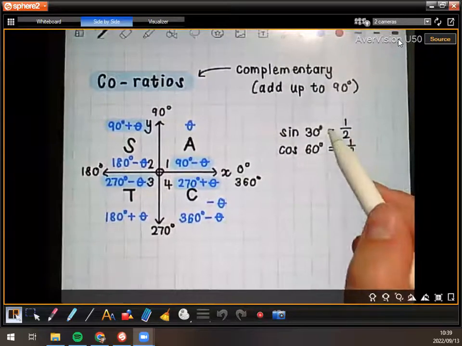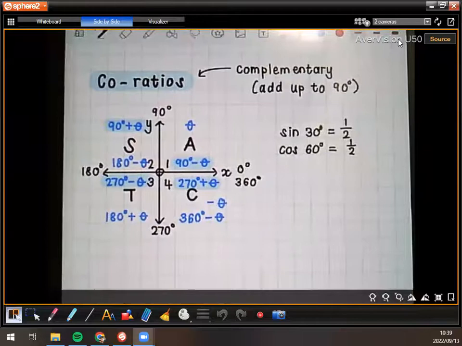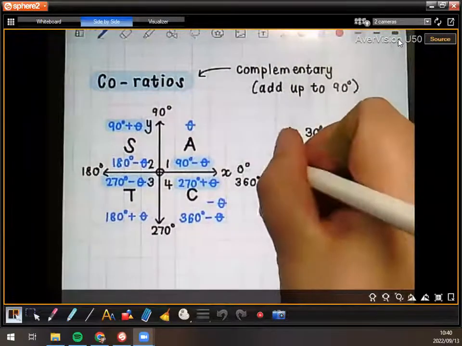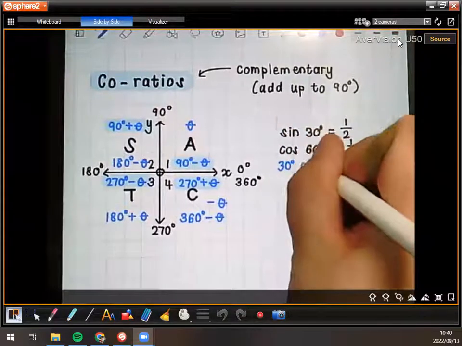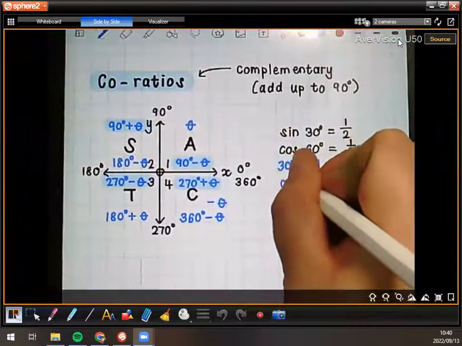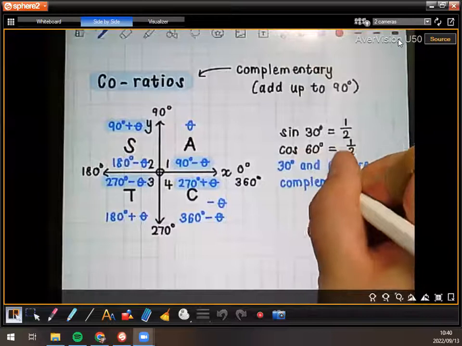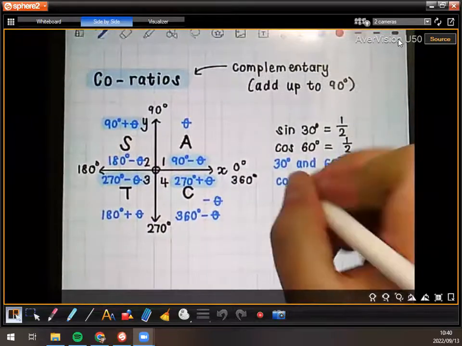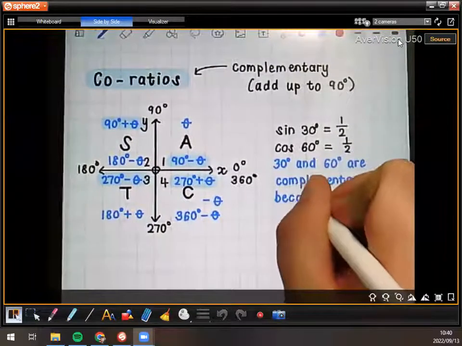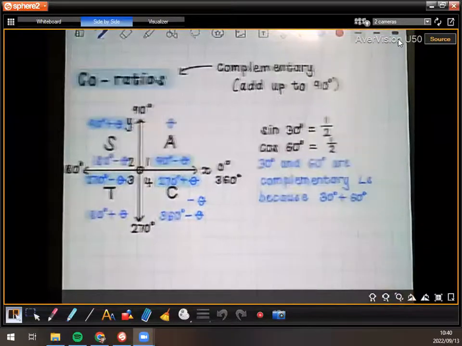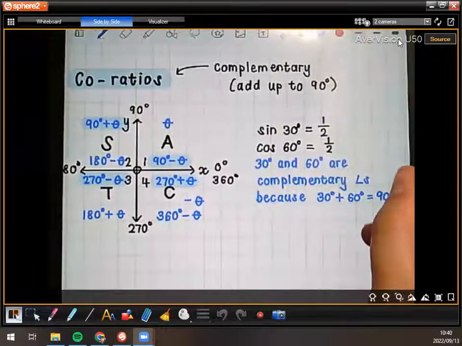Now, what is the relationship between 30 and 60 degrees? They add up to 90, hey? Didn't we say that that's what complementary angles are? Angles that add up to 90. So I'm going to write here: 30 degrees and 60 degrees are complementary angles. That's what we call them, because 30 plus 60 is equal to 90 degrees.